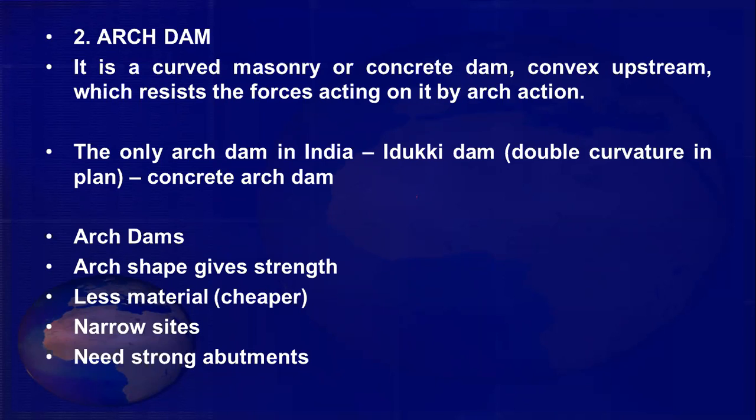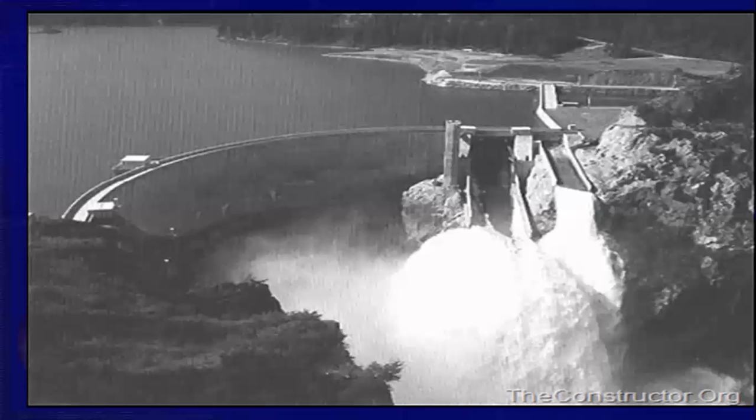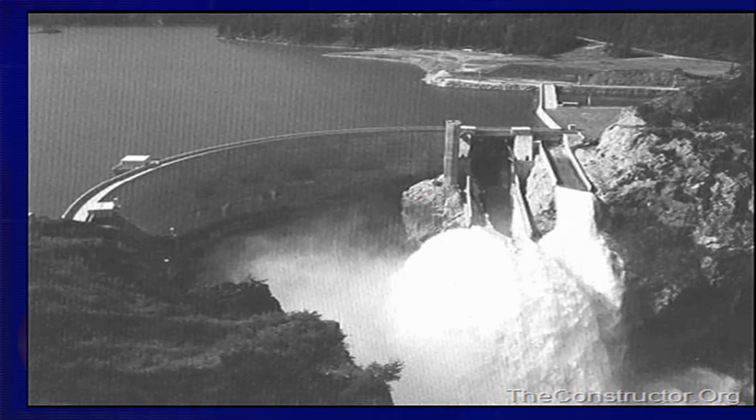Less material is required in an arch dam. It can be constructed at narrow sites in a V-shaped valley. In a V-shaped valley also you can see such types of dams. Mostly these types of dams are in foreign countries. The main requirement is that it needs strong abutments, because all your force is exerted on the abutments on both sides. So in this image you can see this arch dam, right? All our force gets exerted on both abutments.